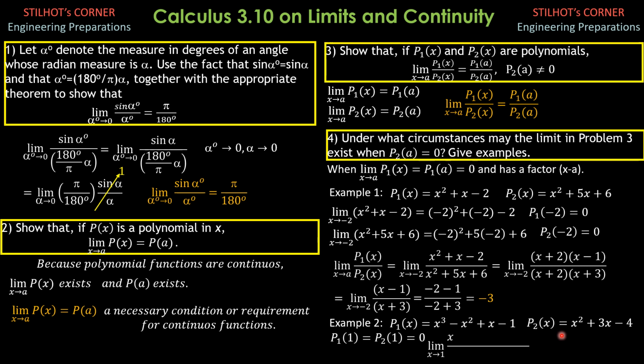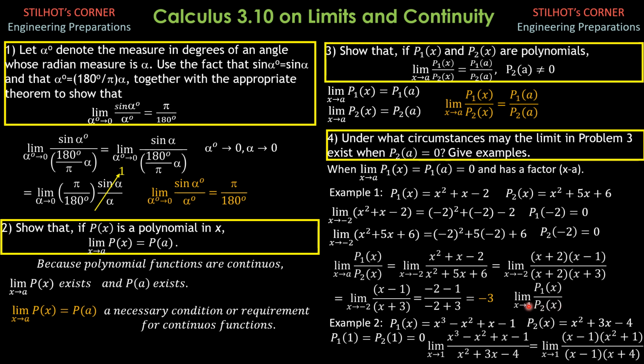So writing in factored form, limit of x cubed minus x squared plus x minus 1 over x squared plus 3x minus 4 is limit of quantity. So you have to factor this by synthetic division. It's up to you. The denominator, we can factor that easily, x minus 1, x plus 4. So we can cancel x minus 1, and the limit is 1 squared plus 1, 2, over 1 plus 4, 5. So 2/5. So limit as x approaches 1 of p1 of x over p sub 2 of x.